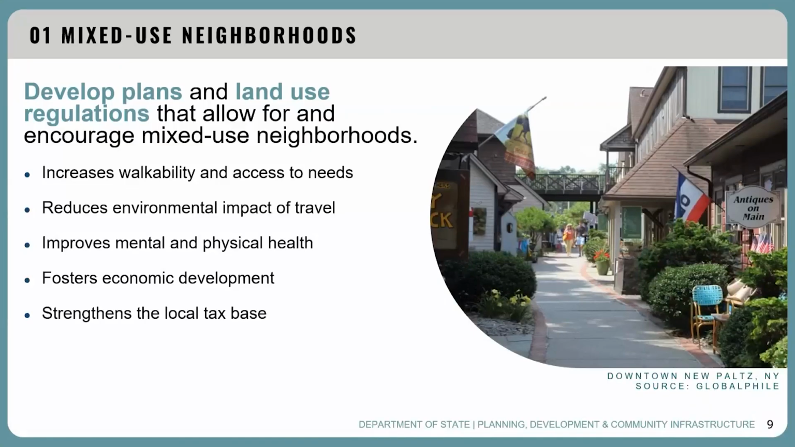Principle number one is develop plans and land use regulations that allow for and encourage mixed use neighborhoods. Historically, our cities and towns developed in a pattern of mixed use neighborhoods, or places where residential, commercial, and community uses are co-located, allowing residents to have easy access to necessities. Famous planner Jane Jacobs referred to the ballet of a good city sidewalk, a term coming from the steady stream of people who could readily walk to their place of work, patronize local businesses, attend school, and more.